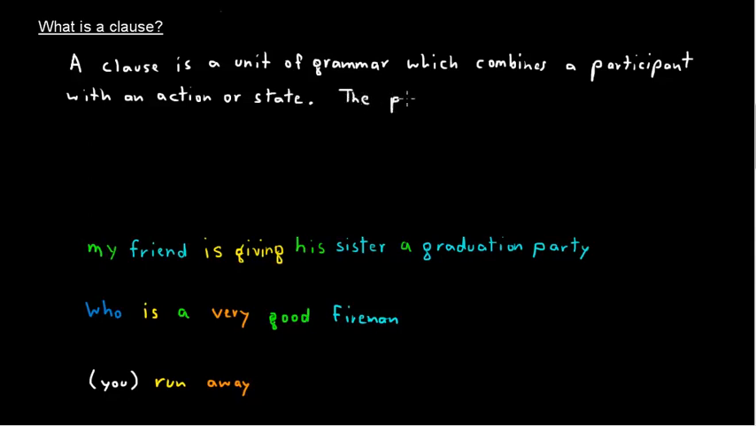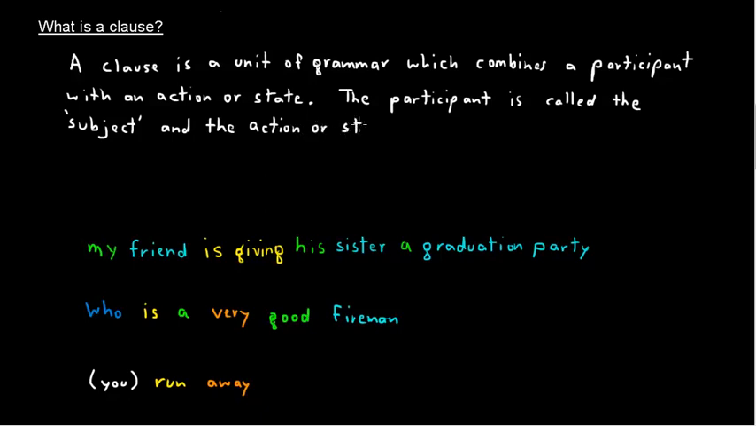The participant is called the subject, and the action or state is called the predicate. Okay.